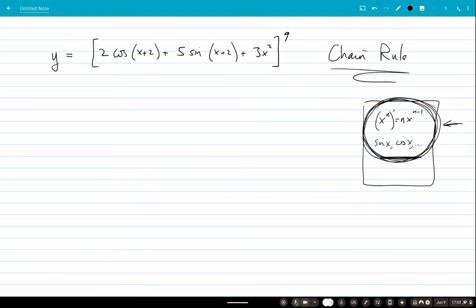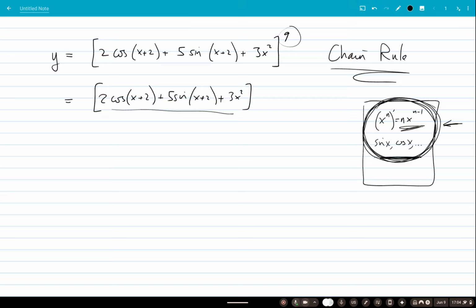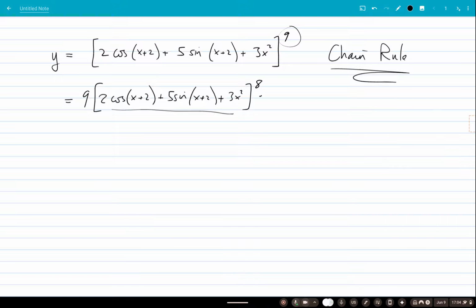So let's look at this problem. This one uses the chain rule. And so to use the chain rule, what you always do is you don't change the inside, and you look at the outermost function and you differentiate it. And the outermost function here is that something to the power of 9. So the derivative is found using our power rule, which means the 9 comes down and we reduce the power to 8. And then you multiply by the derivative of the inside.